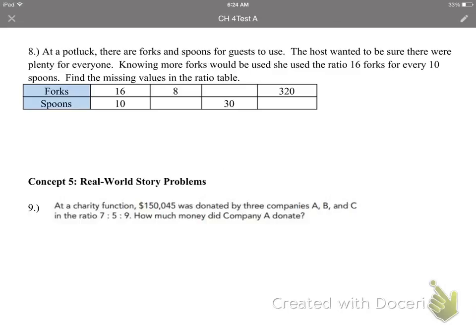Number 8 was a big problem for the people who didn't understand it. 2 of the classes asked about this question before the test, so it made it helpful for you as you were working on it since it was fresh in your mind. This is talking about a potluck. And at the potluck, the host wanted to make sure there were enough. They knew more forks would be used.